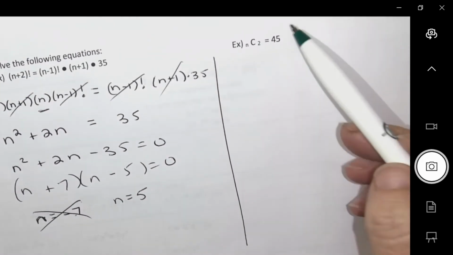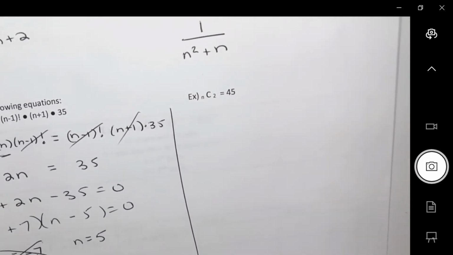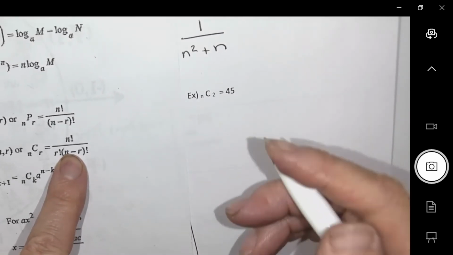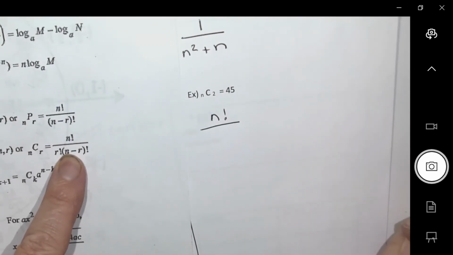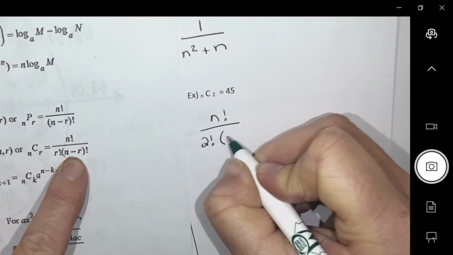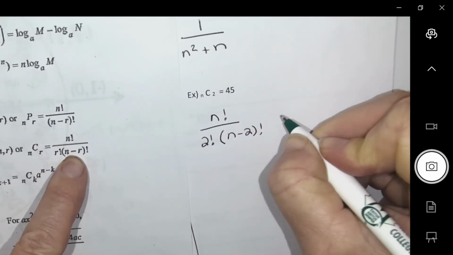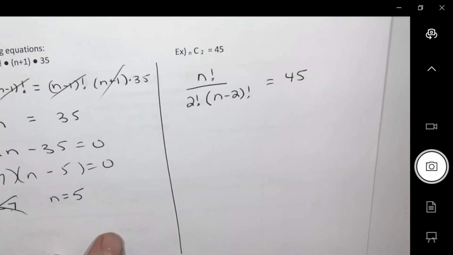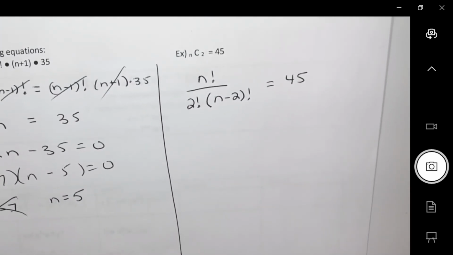Okay, solve this. So nC2. So can you grab your formula and see what you want to write? nC2. So this is going to be n factorial. We don't have a number there. 2 factorial. N minus 2 factorial. Okay, so I used my formula sheet.